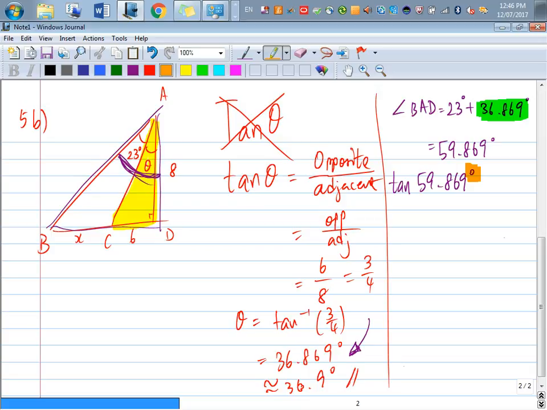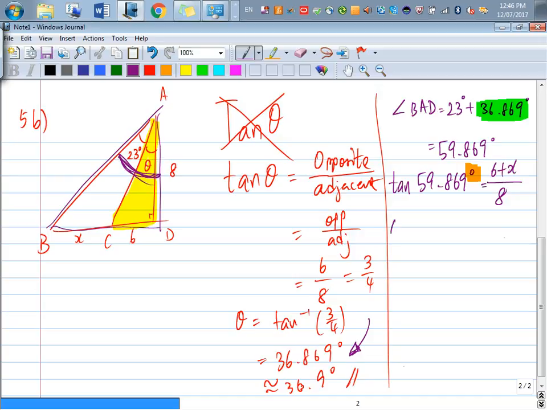Okay? So, tangent 59.869 is equal to opposite. How much is the opposite? BD, right? Which is 6 plus x. Over adjacent, which is AD, so that will be 8. So let us try to make x the subject.